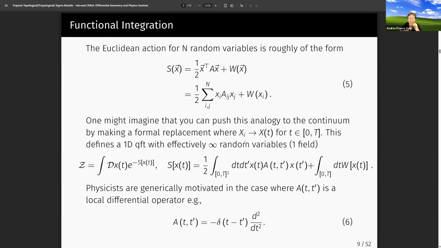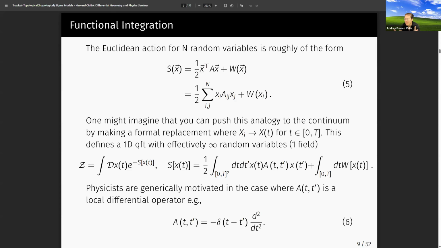If you look at the structure of the n-dimensional case, you can imagine pushing this analogy to the continuum case in infinite dimensions by making the formal replacement where these x_i's become x of t, where t is now the index label. And t is a continuous label that goes from 0 to T in some interval. So really you have an infinite number of indices there. If you do that, then roughly you can say that this defines what we're going to call a one-dimensional quantum field theory with an effectively infinite number of random variables.